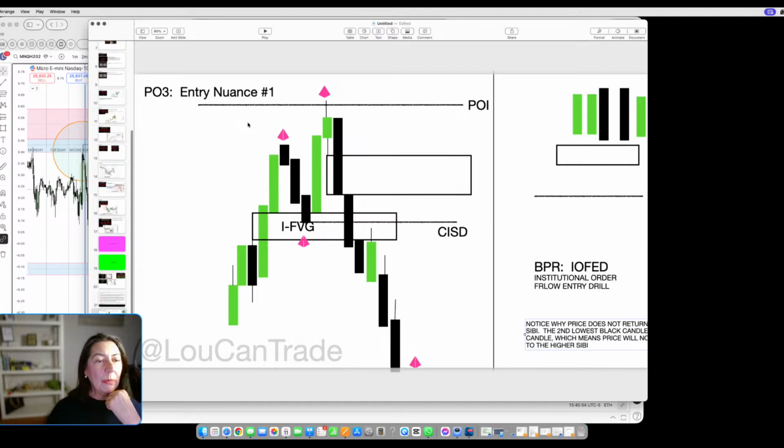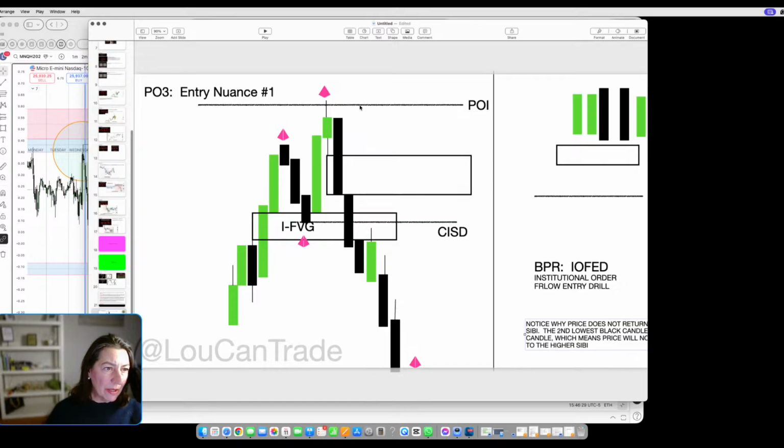So I am going to be creating what I call Power of Three: our model, entry nuances. And nuances mean that there are subtleties that happen that are not perfect. They don't look perfect as they do on paper, but these are subtleties that will help you define what your model is and create rules around your model. So I want to talk about entry nuance number one today.